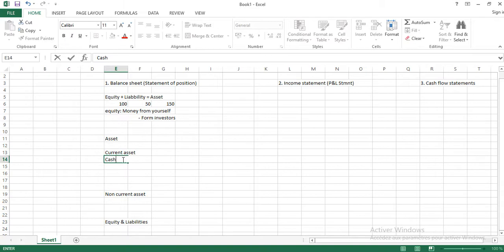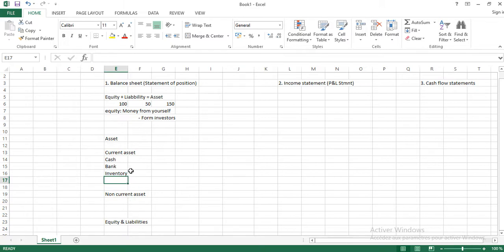Anything that you can sell fast is a current asset, starting with cash, because cash itself is already cash. This is the first current asset. The second current asset is money in the bank. Your money in the bank, this is the second current asset. The third current asset is inventory. Those are the current assets.